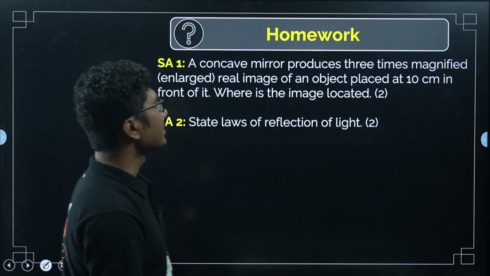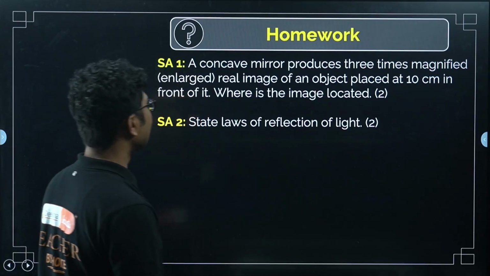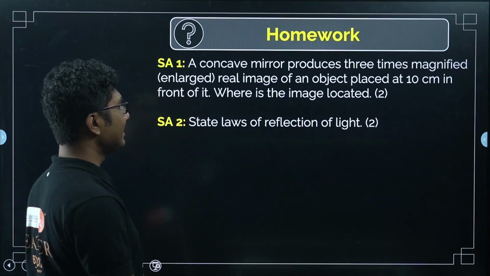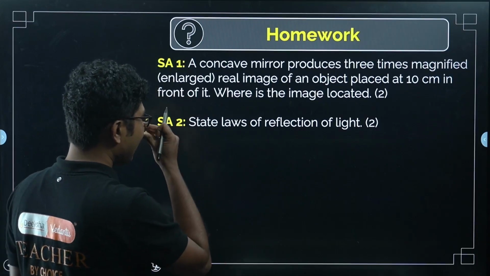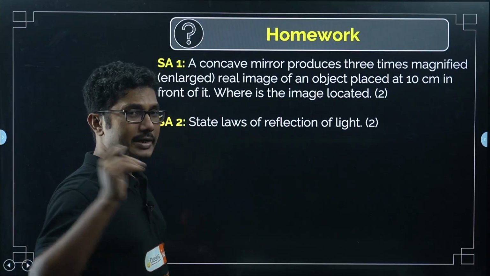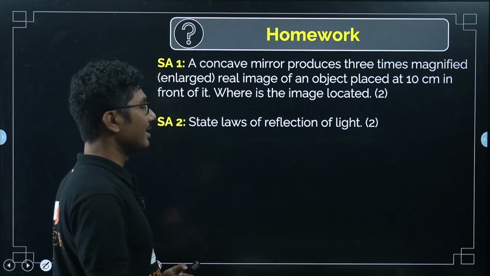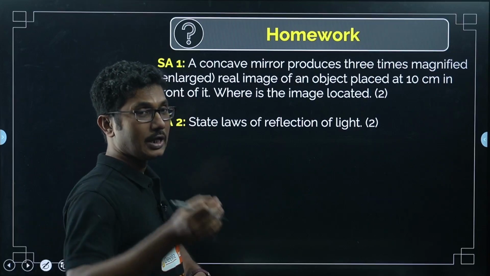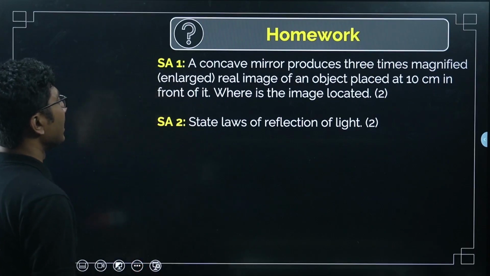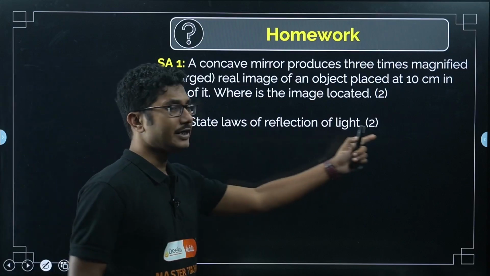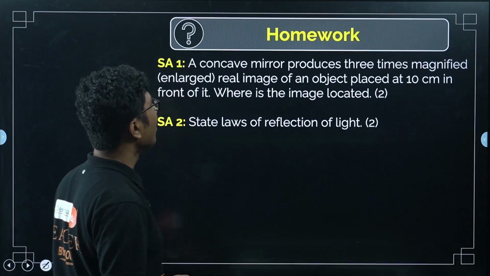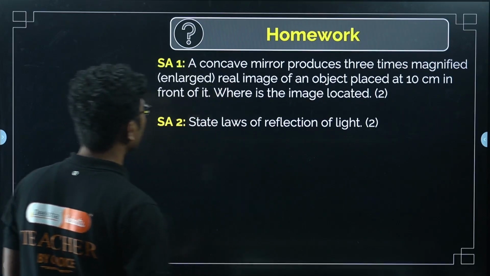A concave mirror produces a 3 times magnified, enlarged image of an object placed at 10 centimeter in front of it. Where is the image located? Stated laws of reflection of light, I will not answer this question. It was discussed in the previous lecture. If you have any question related to the laws of reflection of light, you can mention that in the comment below. Now I am going to solve this numerical problem.